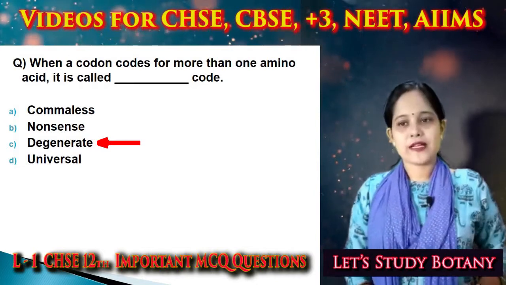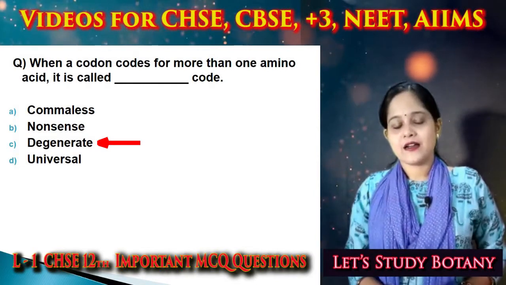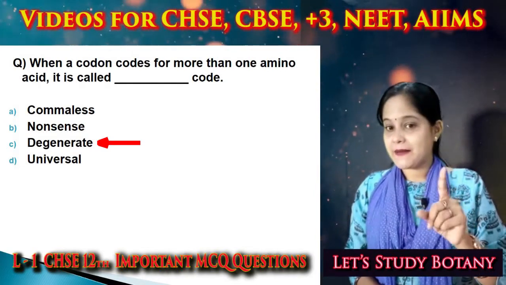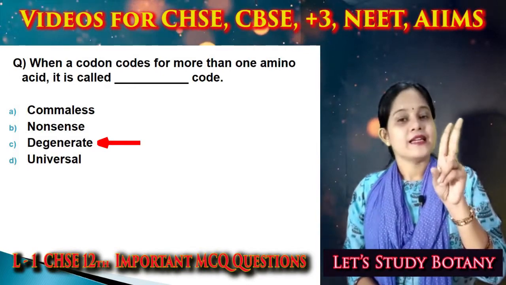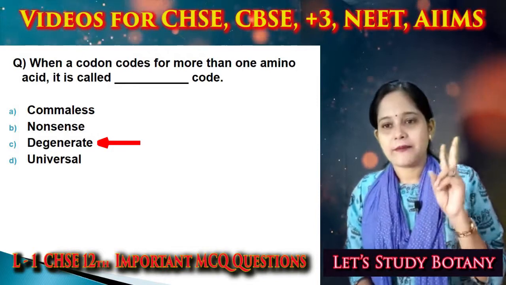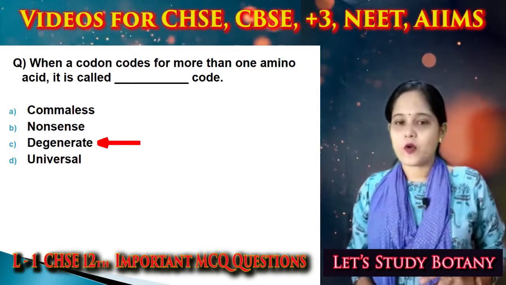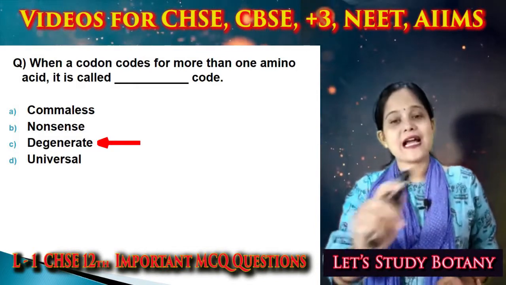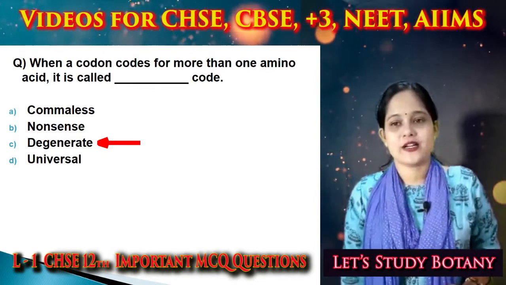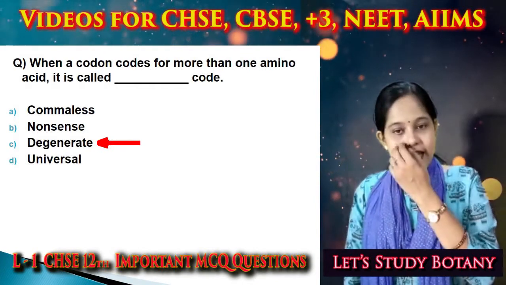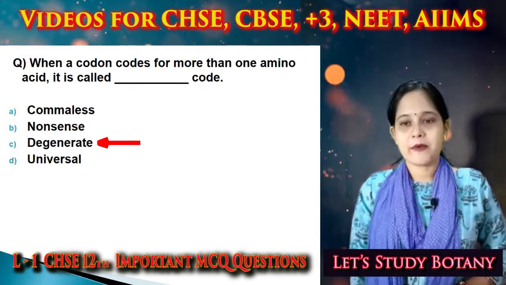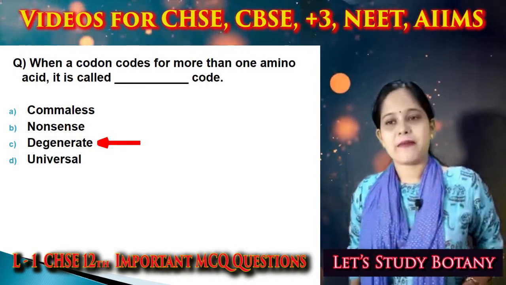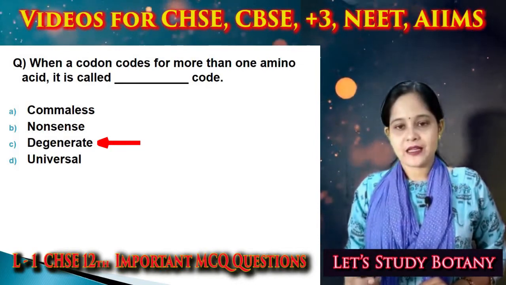There are two amino acids which are not degenerate. The first one is methionine, specified by the codon AUG. It starts the process of translation. The initiation codon AUG codes for methionine. Then the second one is tryptophan, which is specified by UGG.